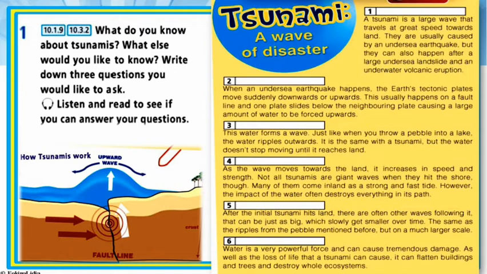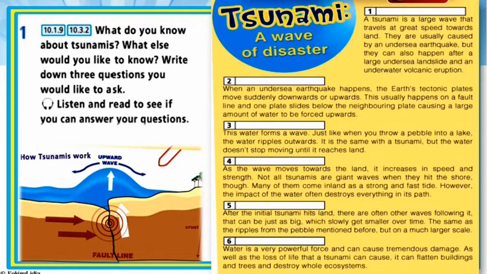This water forms a wave. Just like when you throw a pebble into a lake, the water ripples outwards. It's the same with a tsunami, but the water doesn't stop moving until it reaches land. As the wave moves towards the land, it increases in speed and strength.